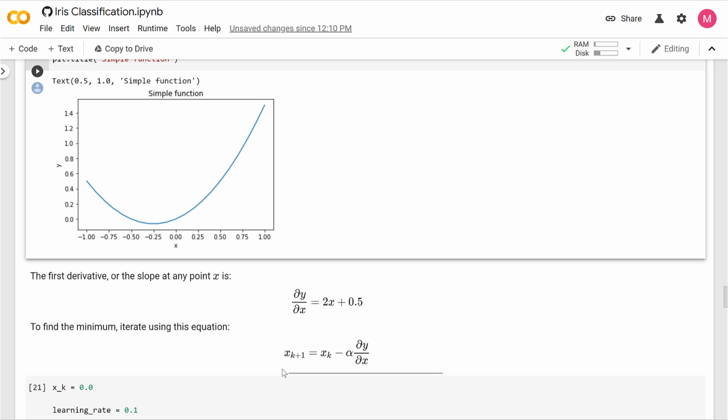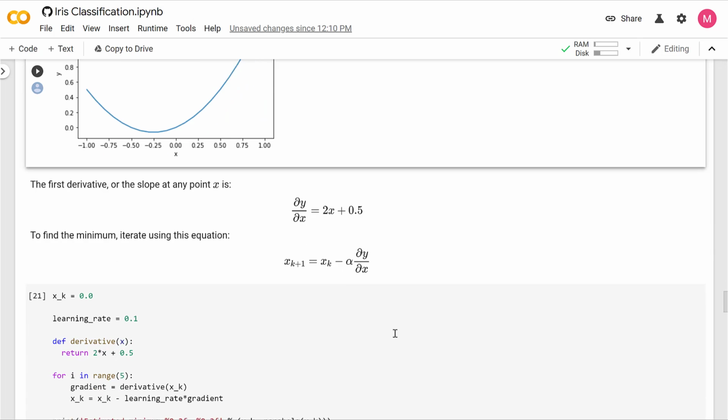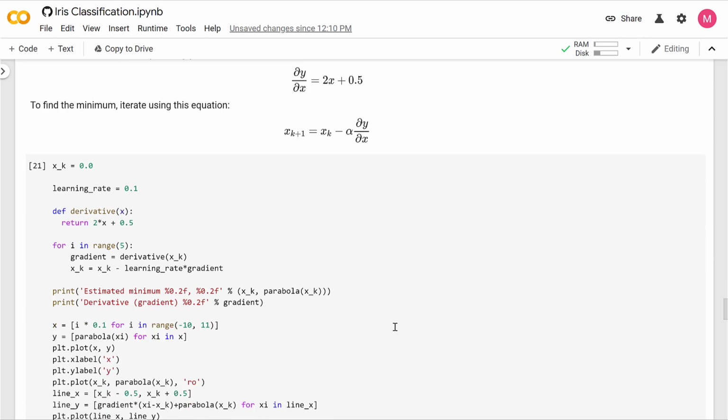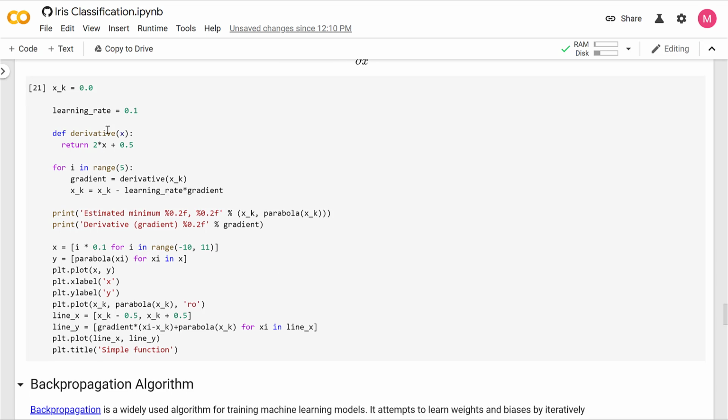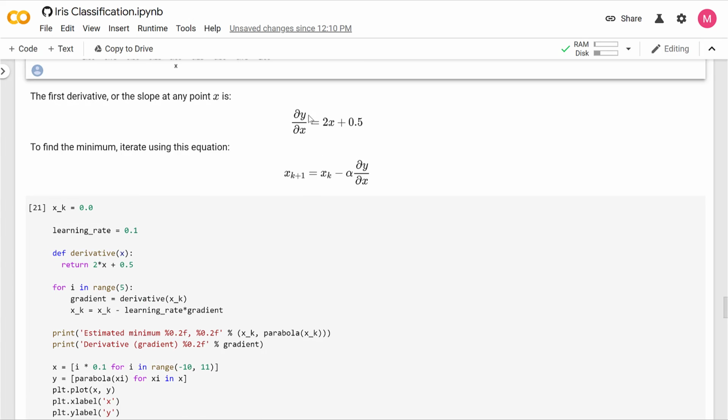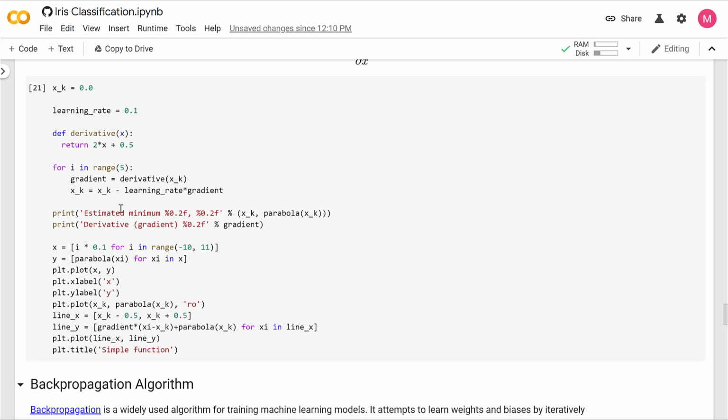And we would continue iterating this equation until it converges to some reasonable value. So I have some code down here that does exactly that. We're going to start with xk equals 0. That's our initial value. We're going to choose an initial learning rate of 0.1. I've defined the derivative function, which is this same function right up here, 2x plus 0.5.